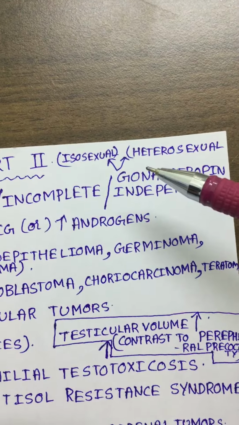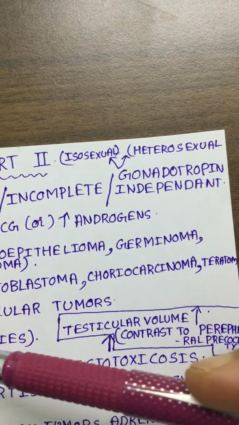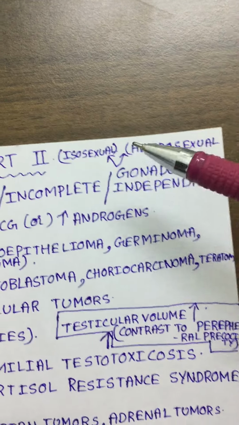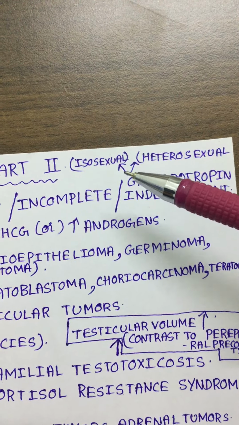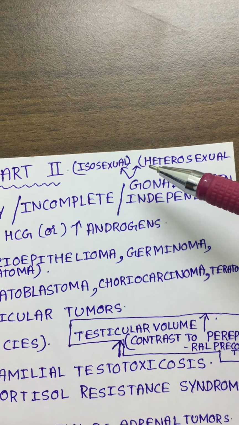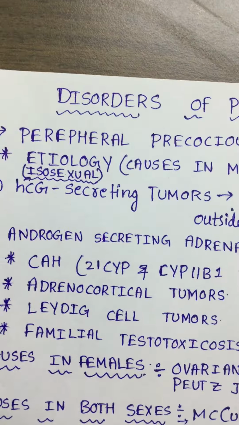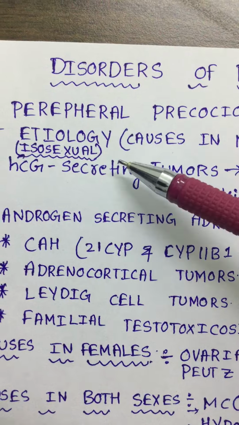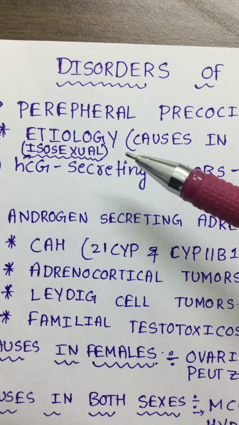We already discussed that central precocious puberty is always isosexual, but peripheral precocious puberty can be isosexual or heterosexual. First we will discuss the etiology causing isosexual precocious puberty, then we will go to heterosexual precocious puberty.